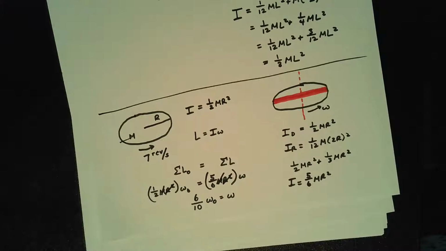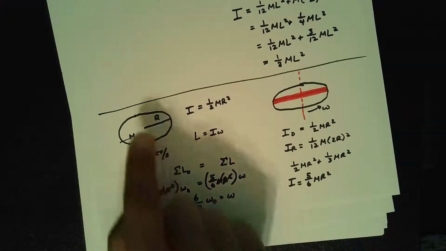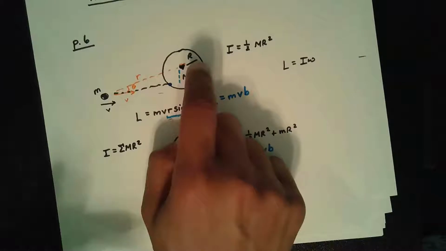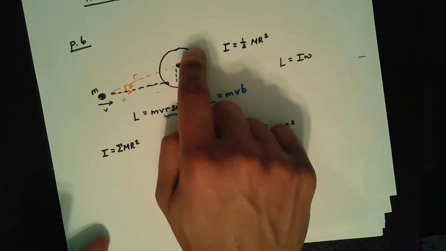And finding angular momentum, what clues us in on whether we use MVR sine theta or I omega? If the object has an internal axis, so it's rotating about itself, then use I omega. If the object is moving towards something else and its axis is outside of it, use MVR sine theta. That's the best way to remember that. If my object is rotating inside of itself, so like this, right? If it's rotating about itself, that's my I omega. If it's rotating about some external axis, that's my MVR sine theta.